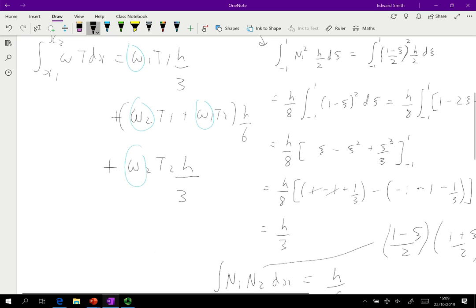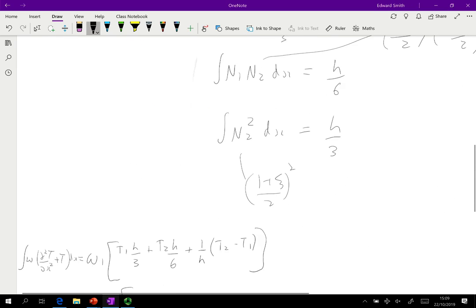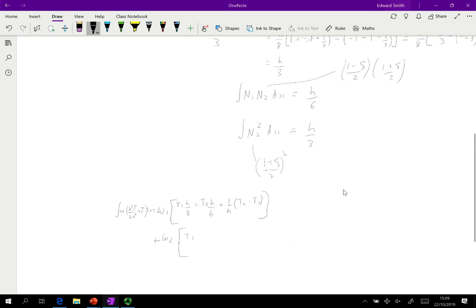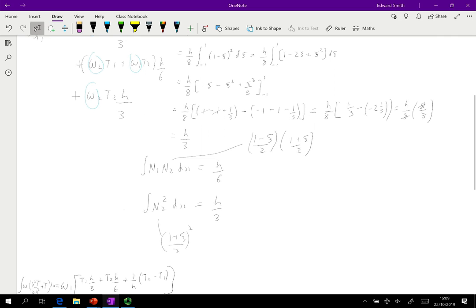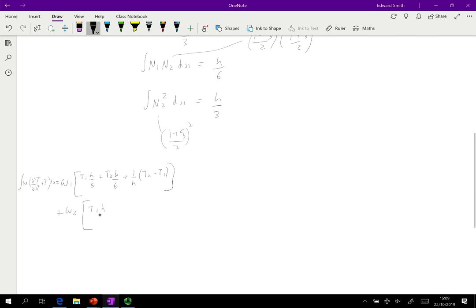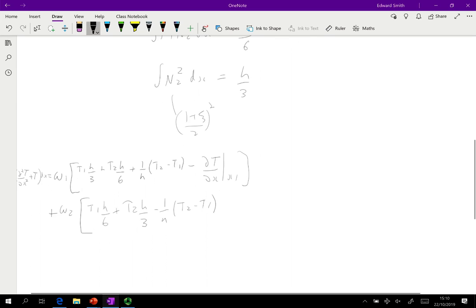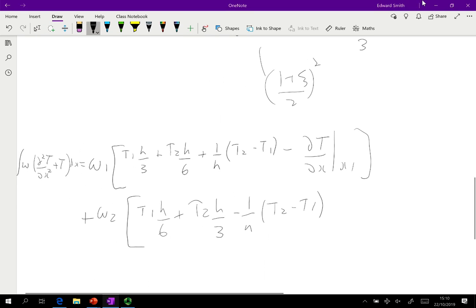And then the process we have for omega 2, we're collecting together, and that's T1 h over 6 plus T2 h over 3, and then this is now minus 1 over h (T2 minus T1). The other term we should include here, by the way, is dt by dx for x1 there. Sorry, and this should be minus. Yeah, sorry, 1 second. There we go. And then it should be plus.